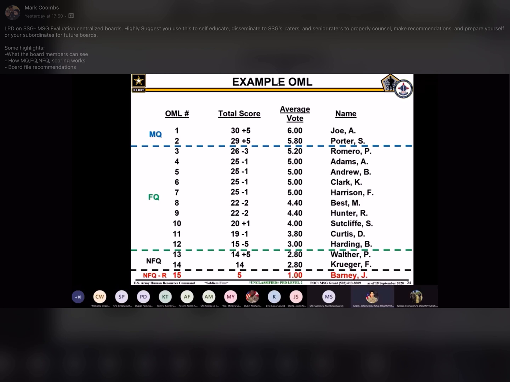So example OML, right? So here's our OML. After we break our ties, we have a 1 through 15 OML. Everyone's there. We drew the lines. We know who's most qualified. We know who's fully qualified, not fully qualified, and not fully qualified for retention. This is essentially what our OML looks like after the board has voted your file. Once this happens, we kind of know where you stand, and you're really just waiting for a release date.